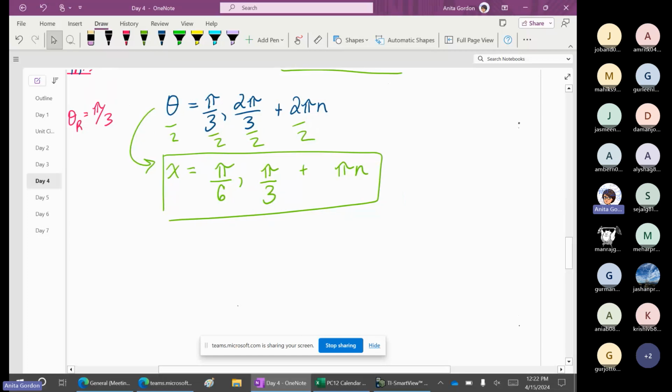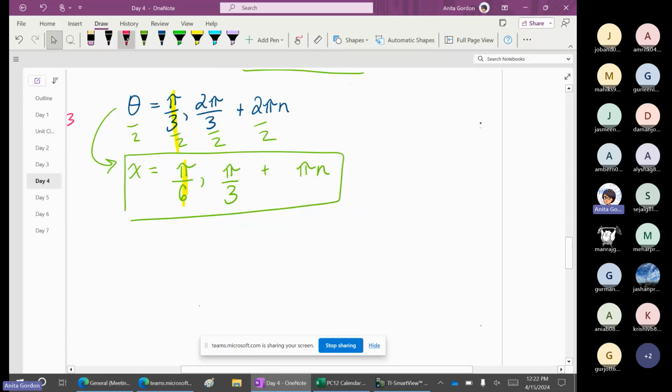Okay, if you're not sure how I got from here to here, do it this way. Pi by 3 divided by 2. Pi by 3 times 1 over 2. Tops together, bottoms together.